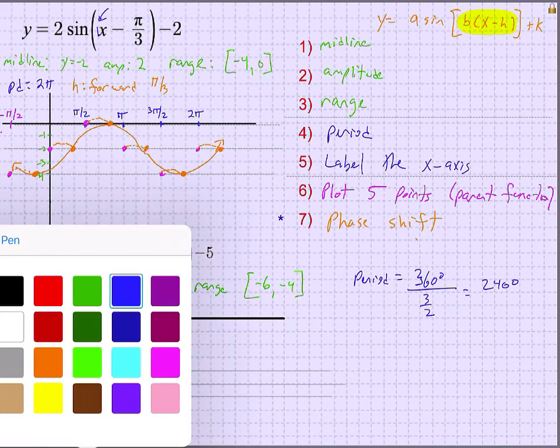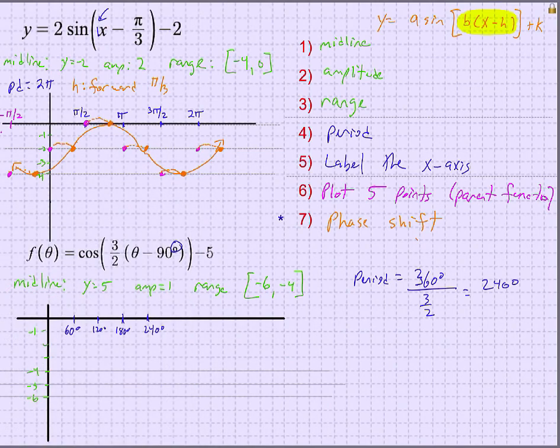That means we can plot our parent function, the 5 points from the parent function. Notice that this one's a cosine, so we would start at the maximum. Be on the lookout for when there's a negative in front of that, which would mean we would have to draw this upside down.